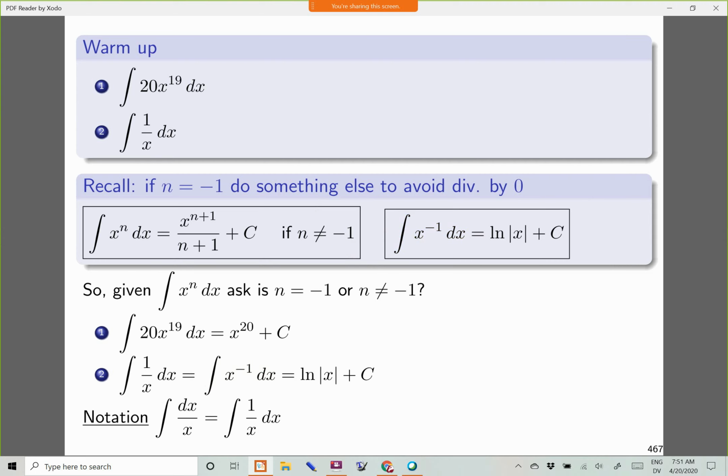So I hope that looks alright for the warm-up. I'll just give a brief moment, see if we're doing okay.